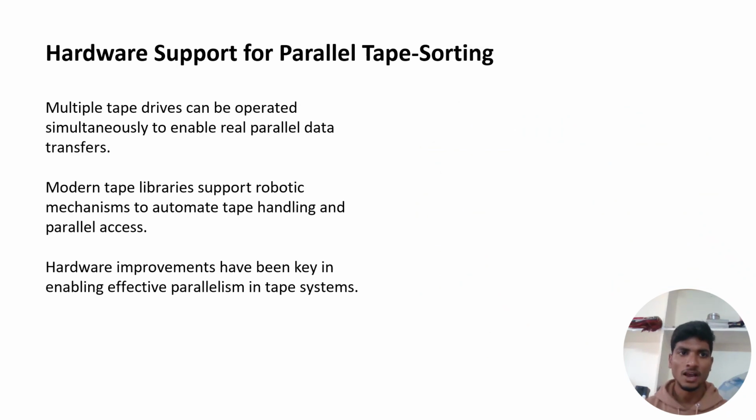The next is hardware support for parallel tape sorting. Multiple tape drives can be operated simultaneously to enable real parallel data transfers. Modern tape libraries support robotic mechanisms to automate tape handling and parallel access. Hardware improvements have been key in enabling effective parallelism in tape systems.